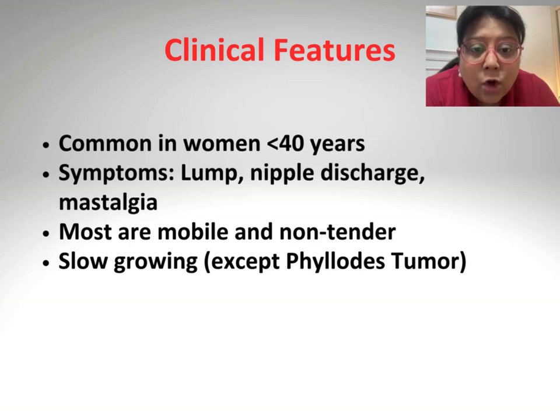Benign breast tumors are common in women less than 40 years of age. They will present with symptoms like lump or nipple discharge or mastalgia. Most of the benign breast tumors are mobile and non-tender. All the benign tumors are slow growing except phyllodes tumor.